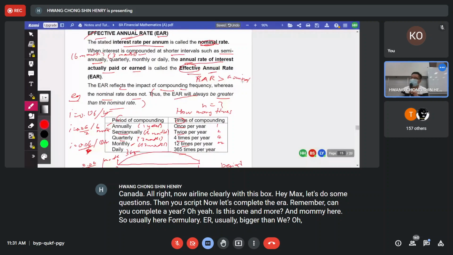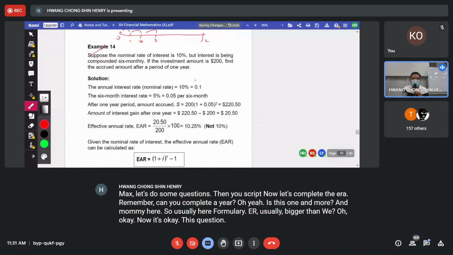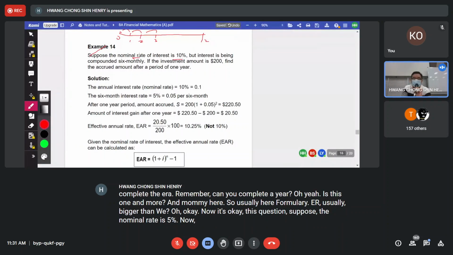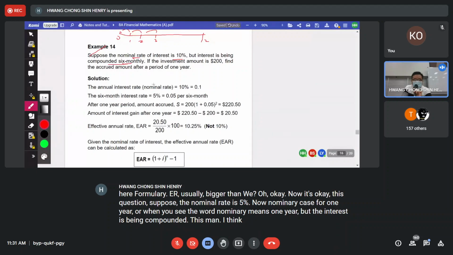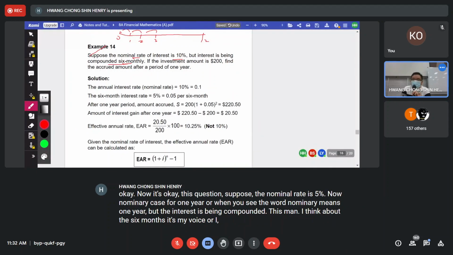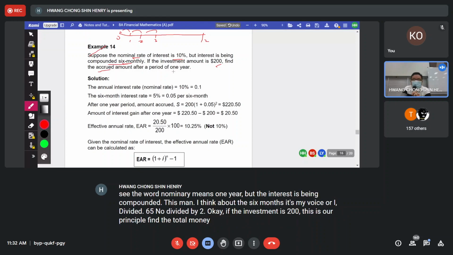Okay, now let's look at this question. Suppose the nominal rate is 10%. Now, nominal rate here is per 1 year. When you see the word nominal rate, it means 1 year, but the interest is being compounded every 6 months. 6 months, what is your I? Divided by 2. If the investment is 200, this is your principal. Find the total amount of money after 1 year.